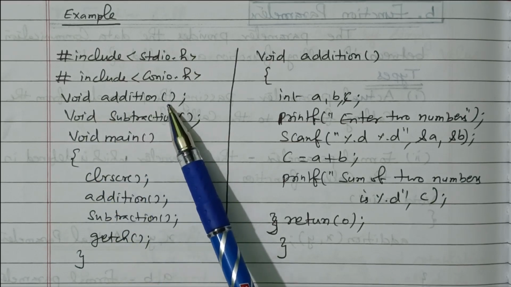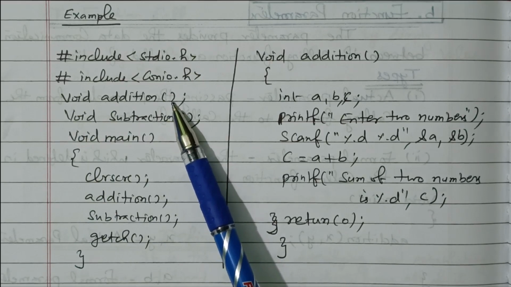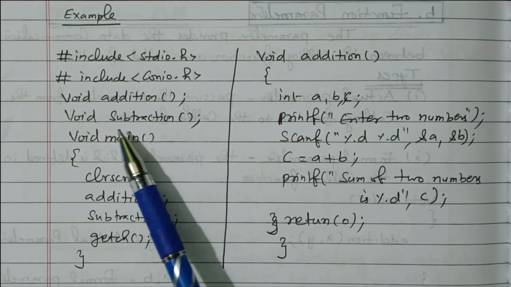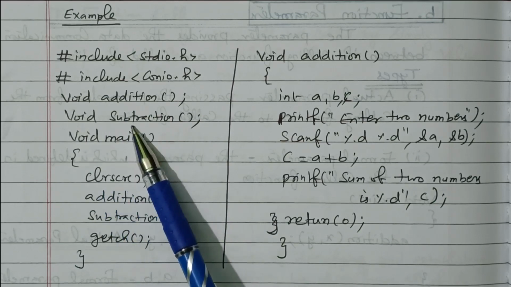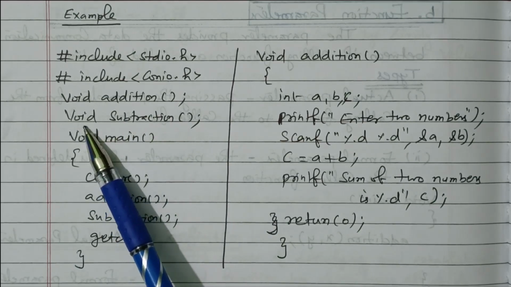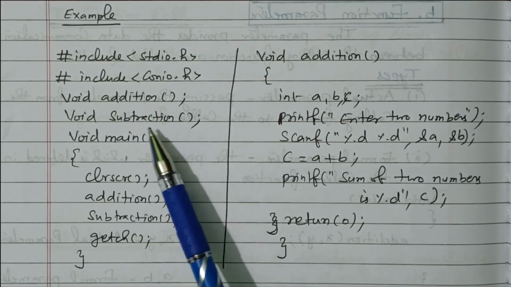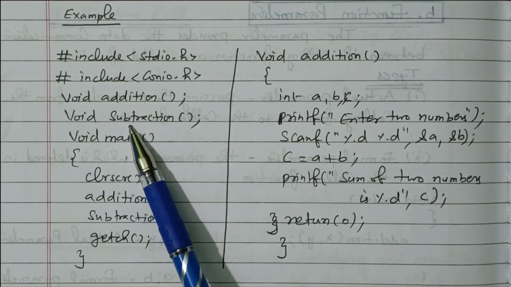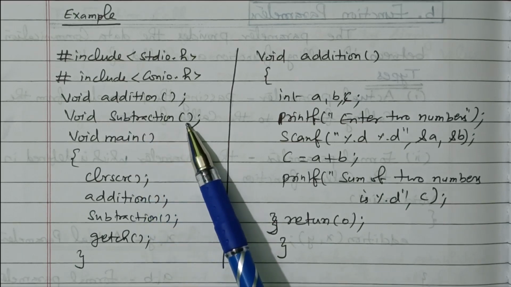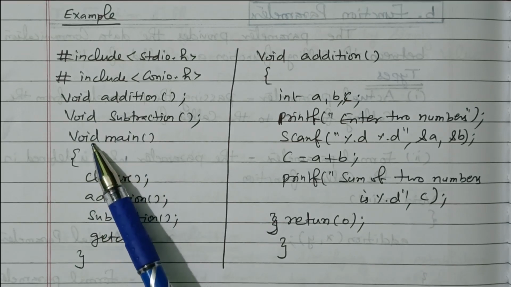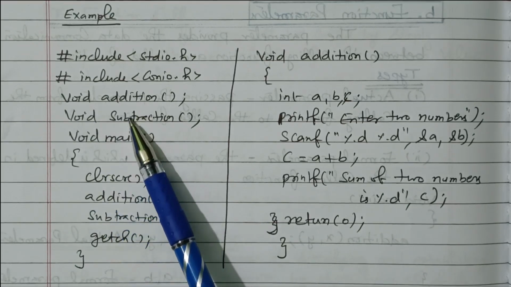In the parentheses, nothing is available, so we are not passing any argument to the function. Similarly, we have one more function, subtraction, that is also void. The subtraction function also does not return any value and also has no argument. So the two functions, addition and subtraction, take no argument and will not return any value. Before starting the main program, we declared these two functions.